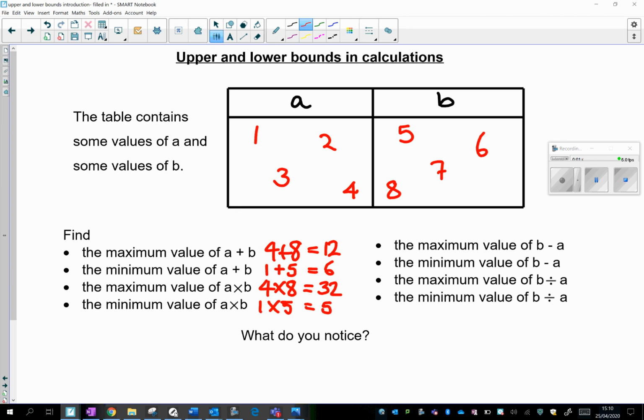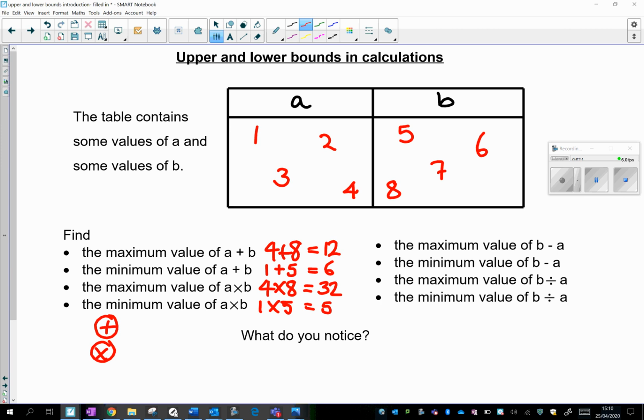Notice that for adding and for multiplying, if you want to get the biggest possible value, you use the biggest numbers. If you want the smallest, you use the smallest. So adding the biggest and adding the smallest. But let's have a look at subtracting.